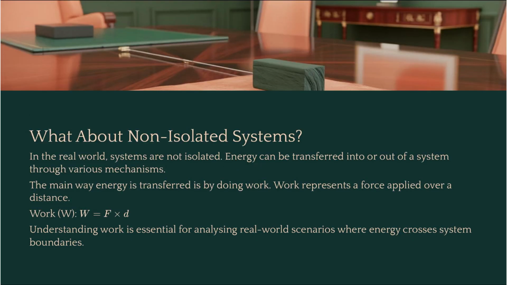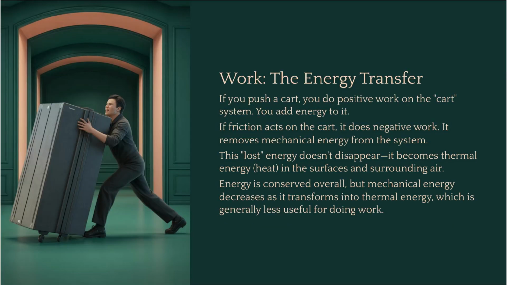That's physics. But wait, we all know that's not quite right. A real roller coaster's speed would be a little less. Why? Because our isolated system assumption was wrong. The real world is non-isolated. Energy can leave the system. How? By doing work. Work is the physics term for an energy transfer caused by a force. When you push a box, you are doing work and adding energy to the box. Work can be positive or negative. When you push a box, you do positive work and add energy to it.